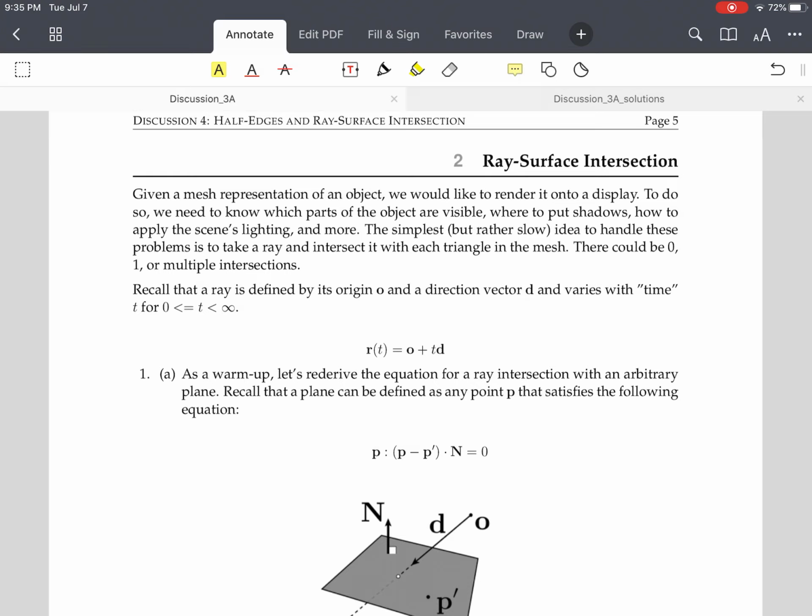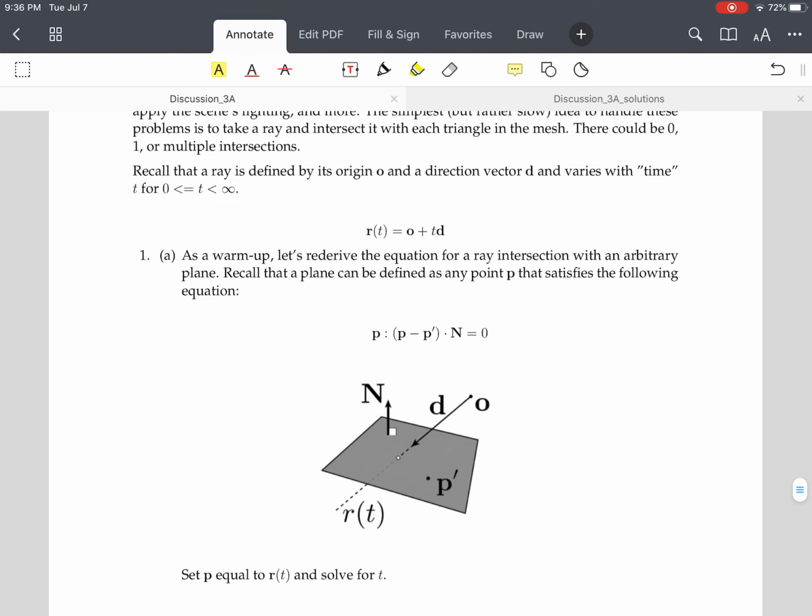Okay, so rays in this class and in general are defined with two parameters, O and D. So O is the origin, basically where the ray starts, and then D is what direction this ray moves in. Okay, and then the position of the ray, R of T, can be written according to this equation. R of T is equal to O plus TD. So basically O is the starting spot, and then for every time step T, you move D. After one time step, you'll have moved D. After two, you'll have moved 2D, so on and so forth.